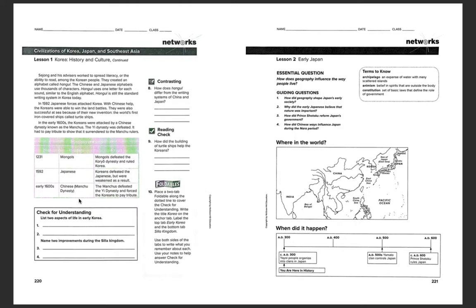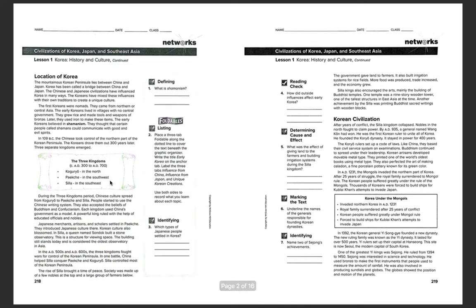All right, so what I want you to do for lesson 1, in your chapter 18, lesson 1 notes, I want you to list the three kingdoms right here. Make sure you do that. I want you to define shamanism. I want you to go back and answer number 3 again. I already went over that. Which types of Japanese people settled in Korea? I listed 3. I would also like you to name the two generals that were responsible for founding Korean dynasties. And you can list 2 of Sejong's achievements in your notes.